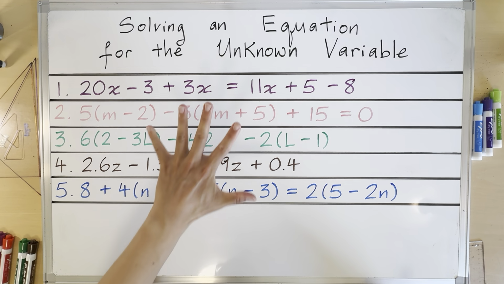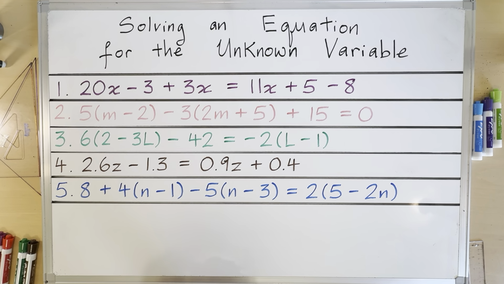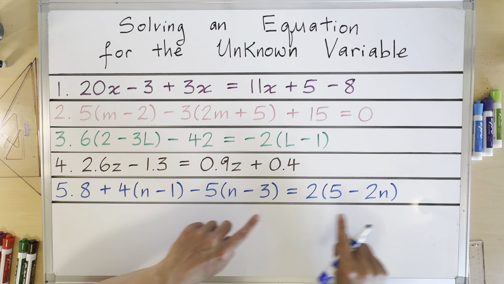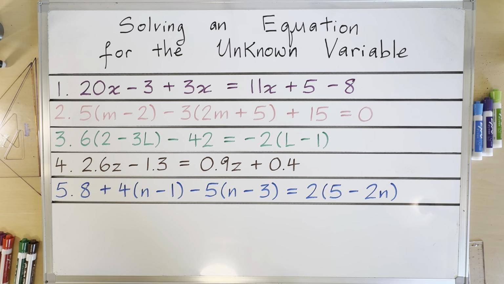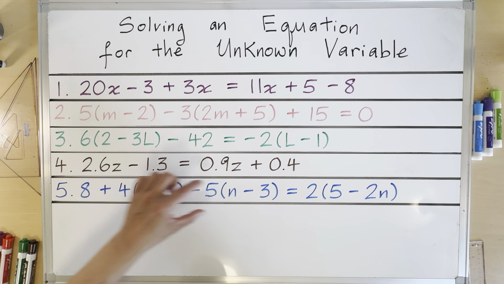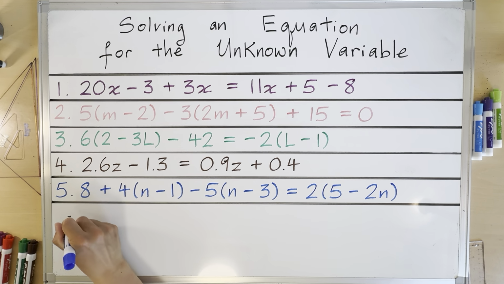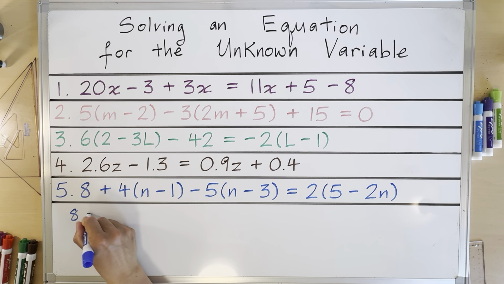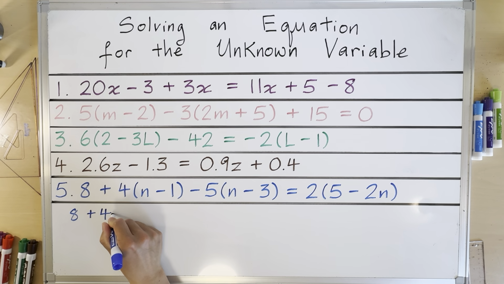Now let us solve problem number 5, the last and final problem. So for problem number 5, we have the unknown variable letter n, as well as 3 sets of brackets, right here, and right here. So the first step is to get rid of the brackets. On the left side of the equal sign, we have positive 8 right here. Positive 4 times positive n gives us positive 4n.